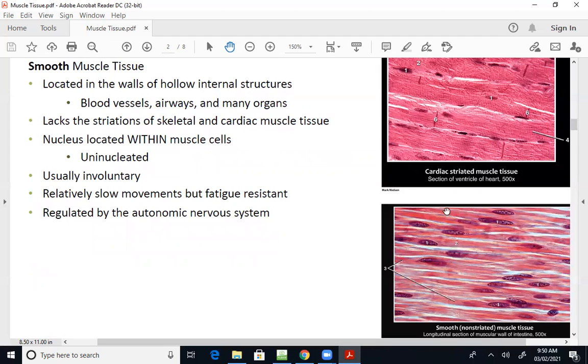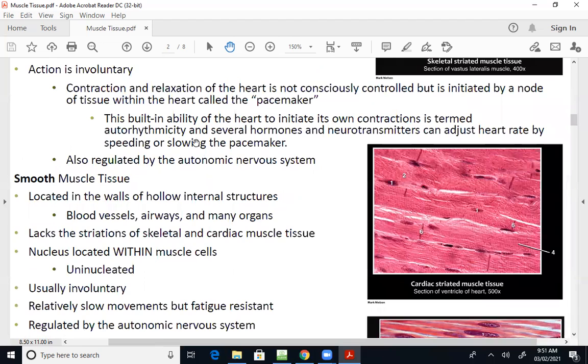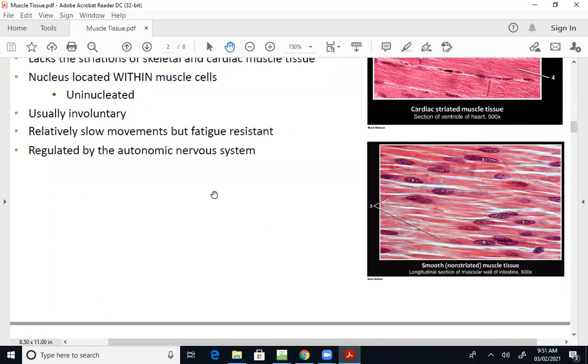The nucleus is located within the muscle cell and is also uninucleated, a lot like what we just talked about with cardiac muscle. It is usually involuntarily controlled. There are examples of smooth muscle that have more voluntary, or at least some subconscious, control, but I won't really get into that. It's relatively slow moving but fatigue resistant, so it doesn't get as tired as skeletal muscle. And it's also regulated by the autonomic nervous system, like our cardiac muscle.